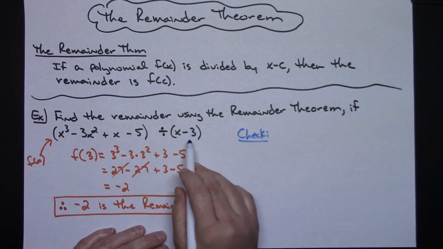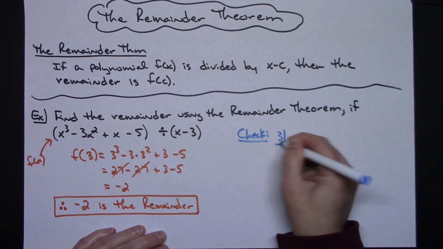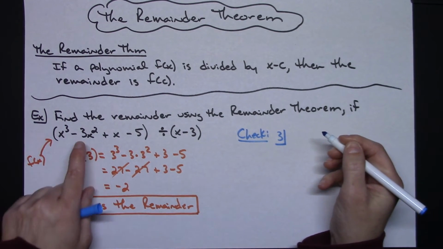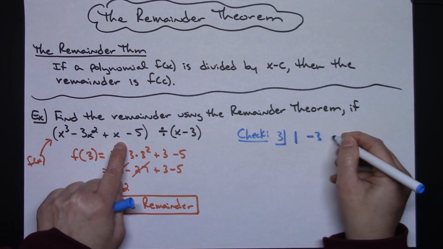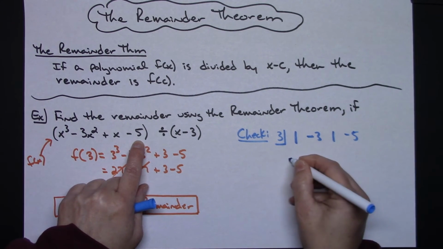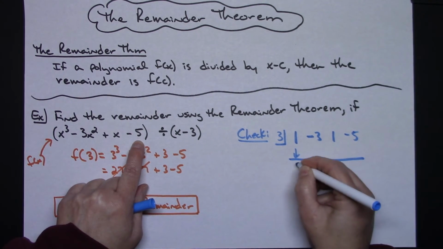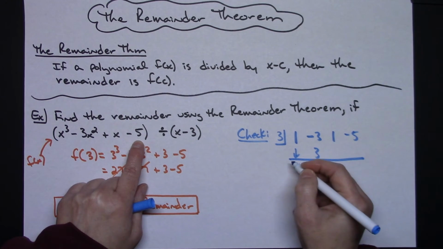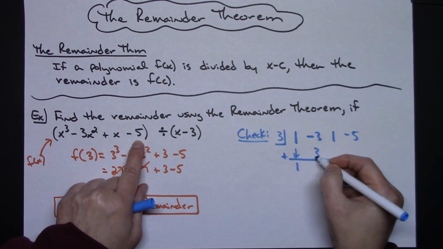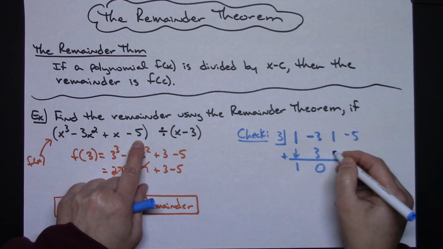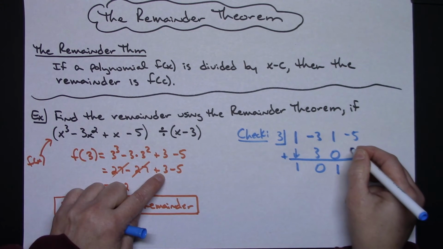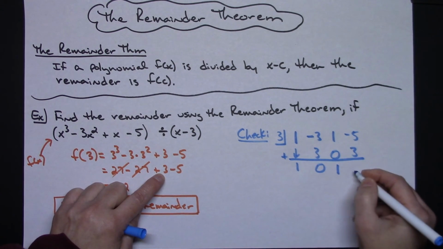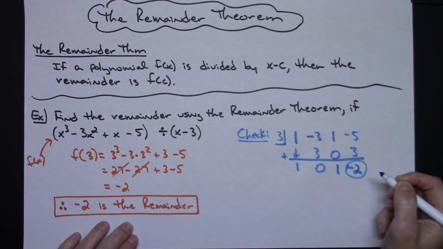So again, I would take the opposite of what I see right here, and I'd put it in my little box for synthetic division. I would take all of my coefficients, so a 1, a negative 3, a 1, and a negative 5. I would bring that 1 down. 1 times 3 is 3, and then we always add going down, so that's going to give me a 0. 0 times 3 gives me a 0. 1 plus 0 is going to give me a 1. 1 times 3 is going to give me a 3, and then when I add going down, I'm going to get a negative 2, which is exactly what we said the remainder was going to be.